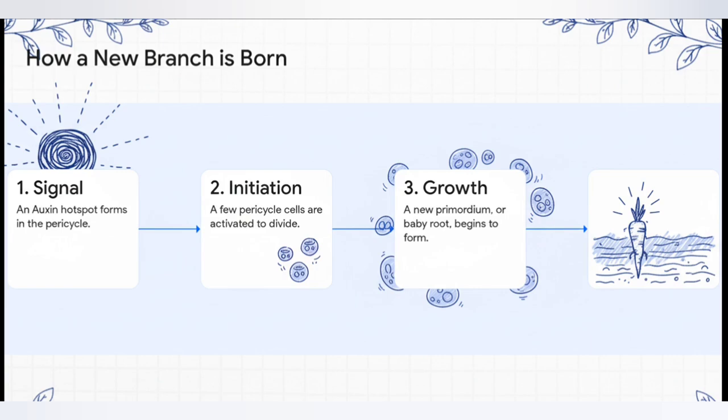It creates a hotspot in a deep layer of the root called the pericycle. This signal basically wakes up a few cells, telling them, okay, time to start dividing. They form a tiny new root tip, a primordium, which then organizes itself and starts its journey outward.